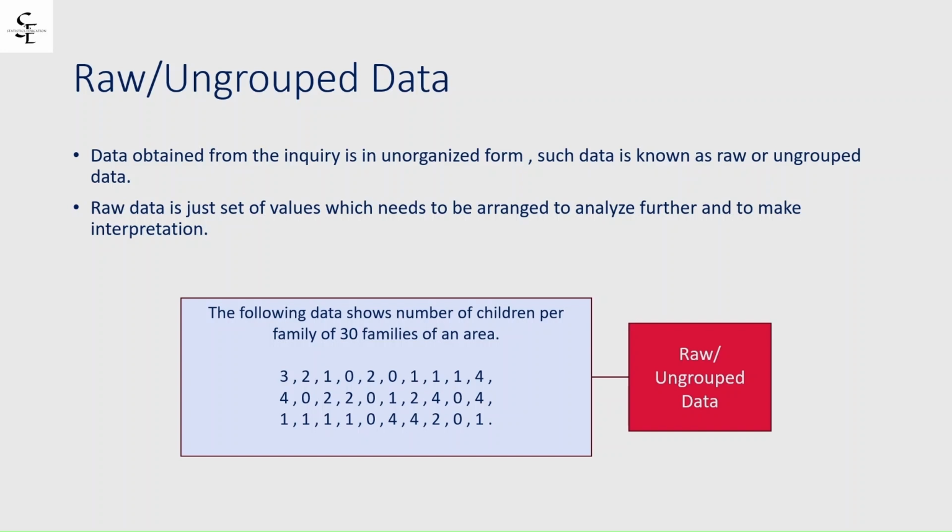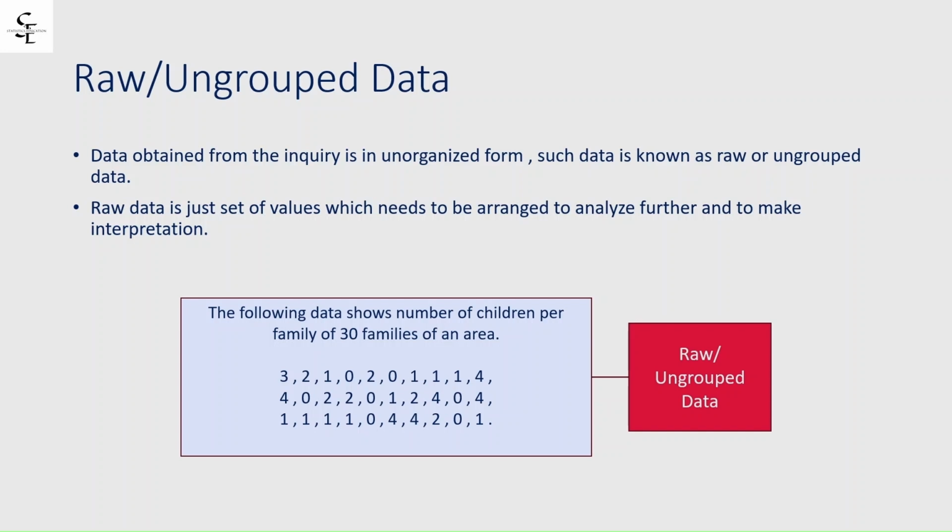But from these observations, it is difficult to identify how many families have 0 kids or how many families have 2 kids. Of course, we can count it, but this is a very small data. What if instead of 30, there are 30,000 observations? Thus, such data is called raw data, which is just set of values. Okay? I hope this example will help you understand raw data.